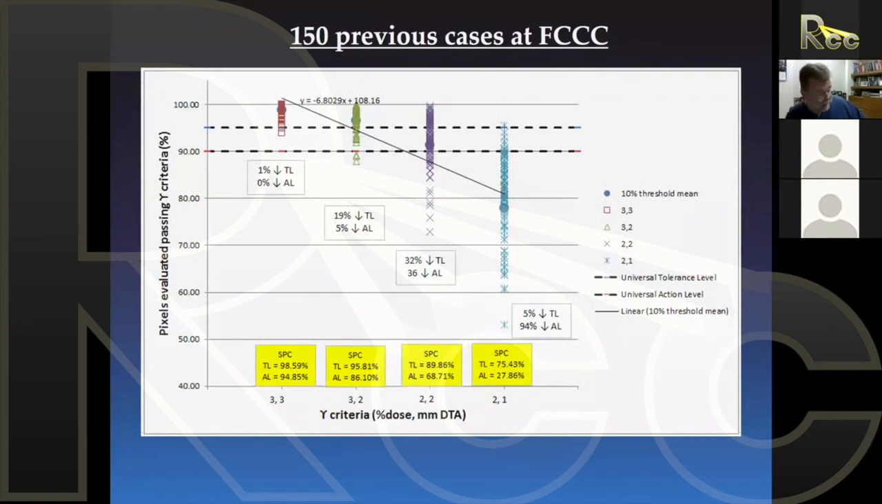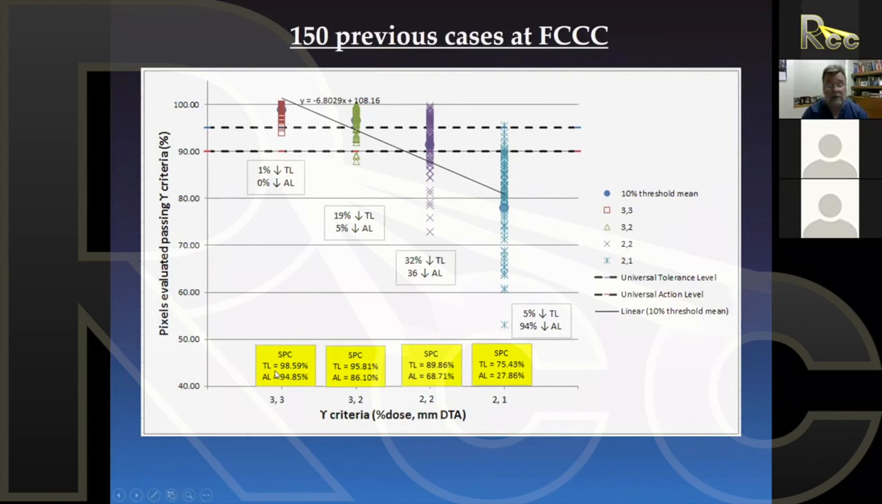I wanted to see how, this is a very busy slide once again, how we fare with what I would call a very robust, tested process compared to what they're suggesting, because we were looking at 3%, 3 millimeter distance agreement, 10% threshold. They want us to go to 3%, 2 millimeters. So while I was there, I looked at 2%, 2 millimeter, 2%, 1 millimeter, tighter and tighter criteria. How would our system hold up? And as you can see here, for 3%, 3 millimeter, we have no problem. These were all passing, no problem at all.